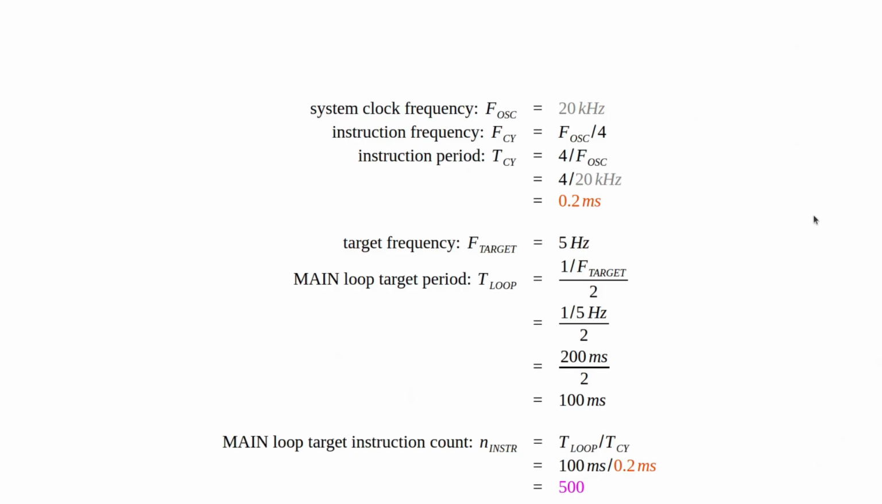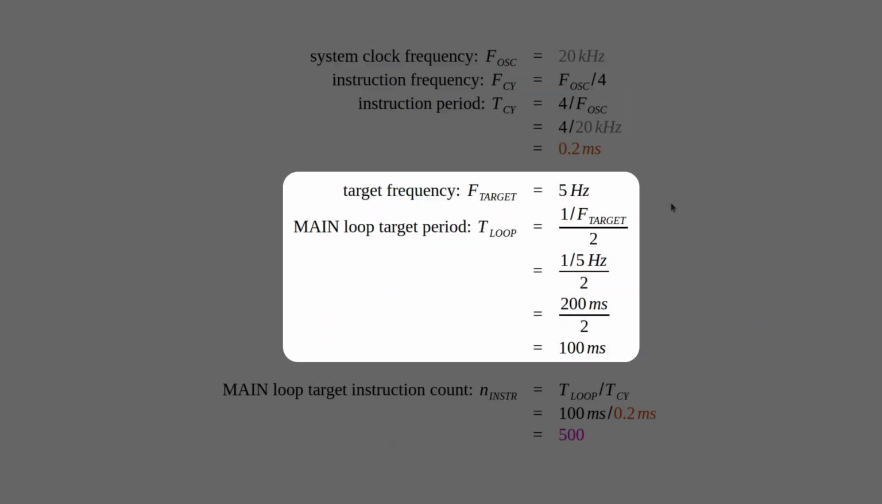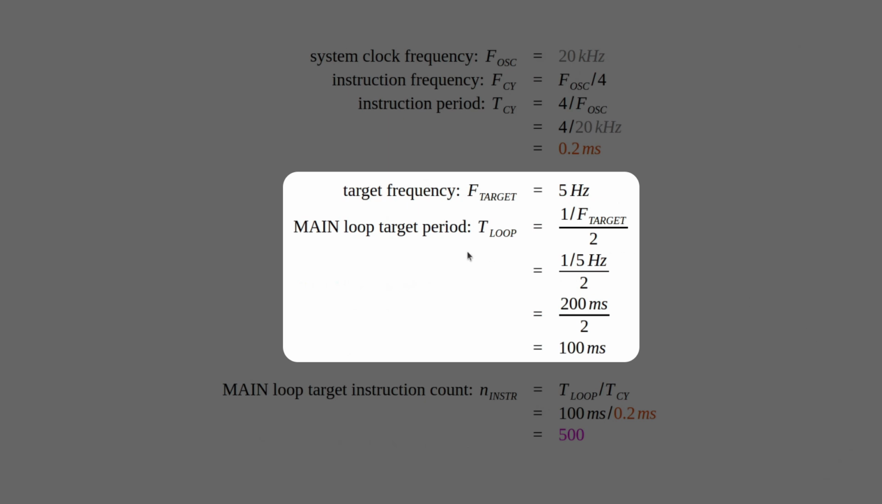To do that, we're going to need to do another calculation. Let's start with the same clock frequency of 20 kilohertz. We know that the instruction period for a 20 kilohertz clock is going to be 0.2 milliseconds. Below, I've identified our target frequency of 5 hertz. Now, based on that frequency of 5 hertz, we want to find out how long our main loop should take to cycle through. And I'm going to call that the main loop target period. And we can calculate that by inverting the frequency and then taking half of it.